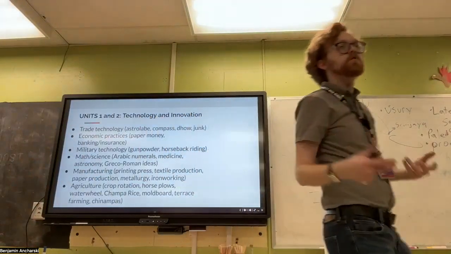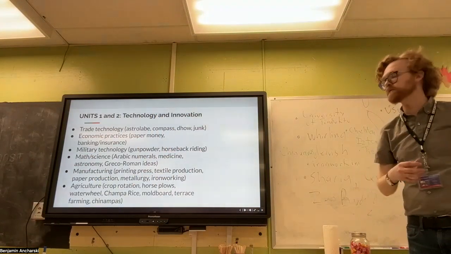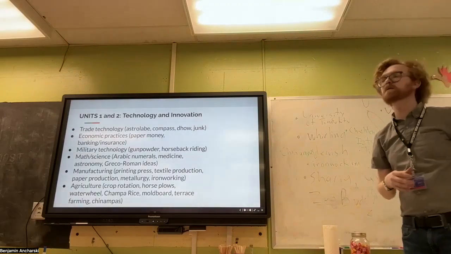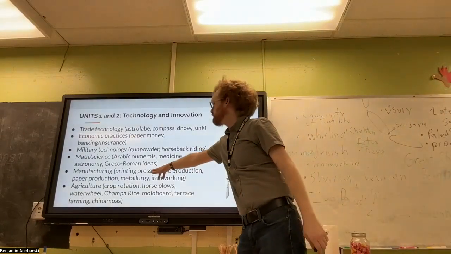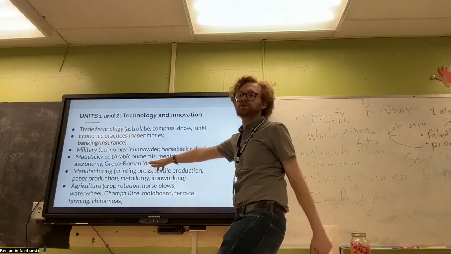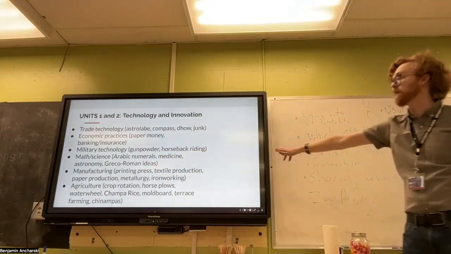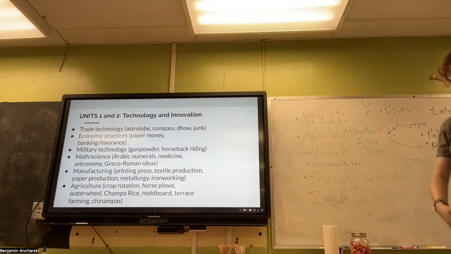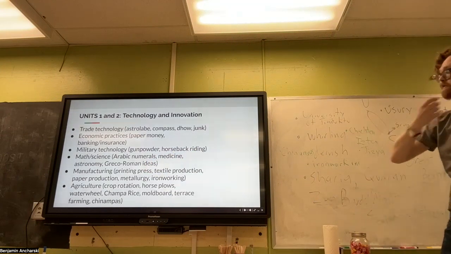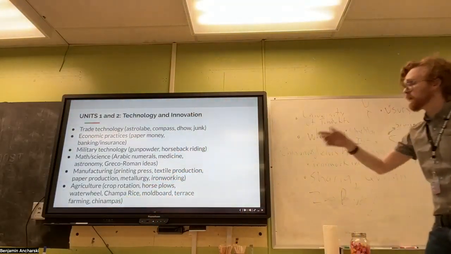So the concept of the zero, for example, mathematical diffusion from South Asia to the European states. Greco-Roman ideas also kept in the Islamic world, and they are spreading to the Europeans. The printing press, where's that from? No, not Germany. China, yes, East Asia. Textile production, silk, paper, China. Metallurgy, China. Ironworking, China. Agriculture. These are some innovations in that regard. Champa rice and chinampas. These are the floating islands that the Aztec use. All right, and terrace farming, that's for the Inca.